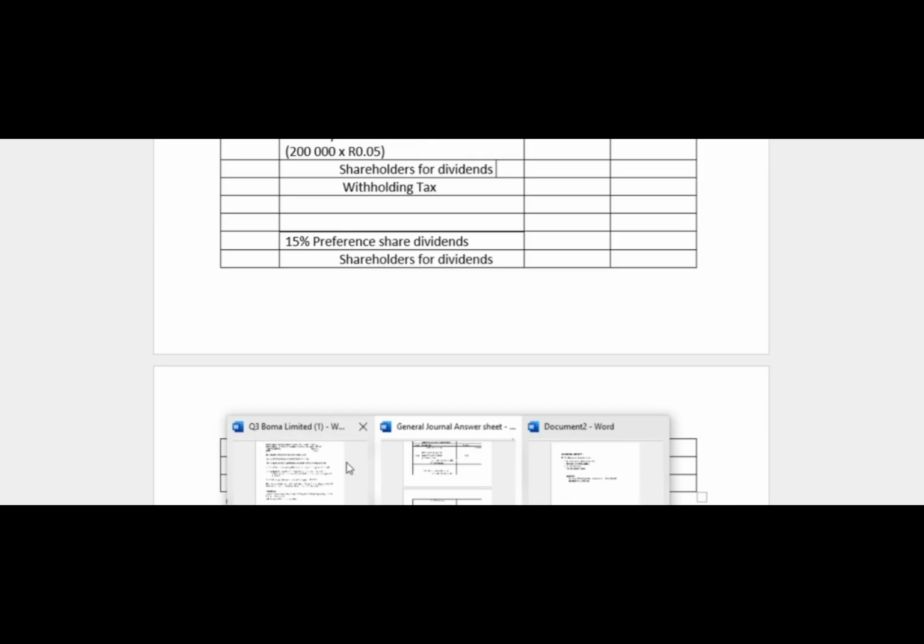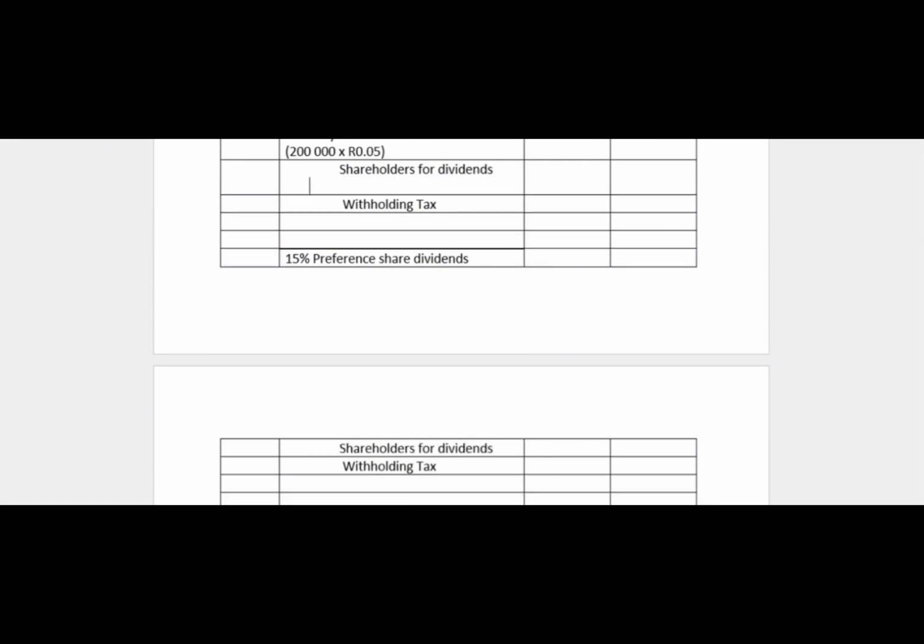Okay, and now we need to credit shareholders for dividends, and we also have to calculate withholding tax. Remember the shareholders for dividends is going to be 80%, because the question says the dividends withholding tax is 20%. So we are going to withhold as a company 20% to pay SARS on behalf of our shareholders, and they will get 80%. So it means our shareholders for dividends is going to be 80% of the 10,000. Open brackets and do the calculation: 10,000 multiplied by 80 divided by 100. So 10,000 multiplied by 80, I get 8,000.